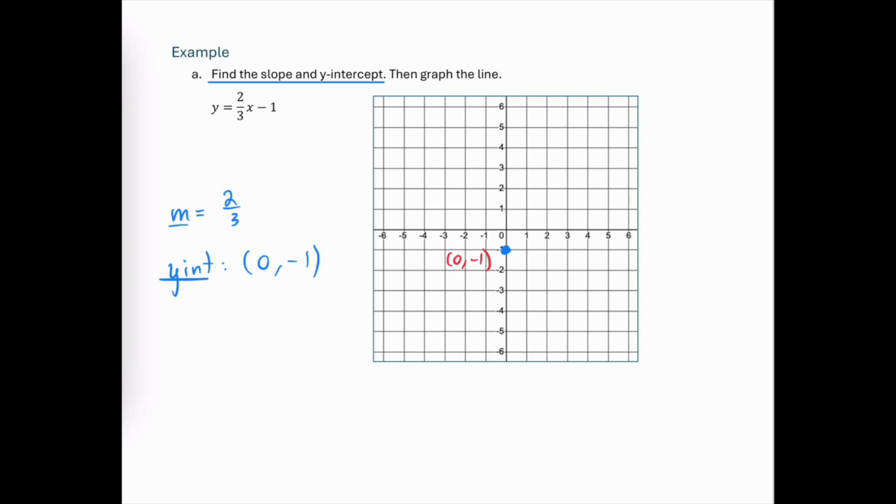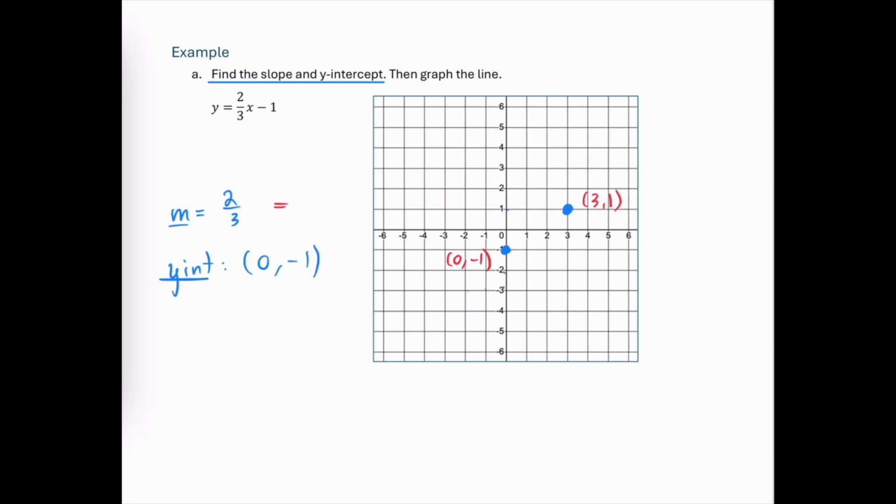Now from there, we're going to use the slope to get another point on the line, and since our slope is positive, we can go up 2 and right 3 units to get another ordered pair that's on the line. So up 2, right 3, and we land here at the point (3, 1).